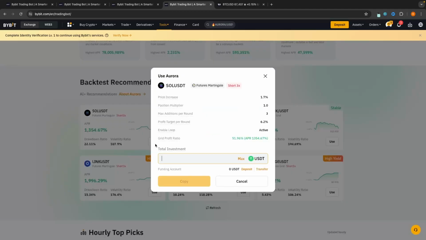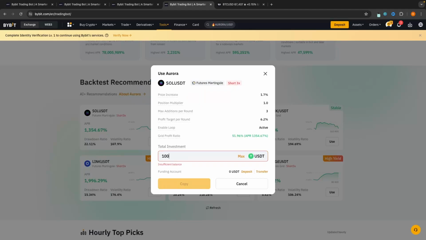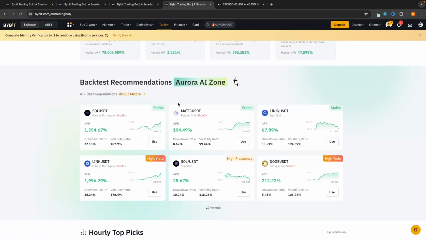I can click into use this. It's then going to show me everything that I need to know about this, the price increase, the multiplier for the Martingale strategy. And if I want to invest in this, then I can just type in how much I want to invest, click on copy, and that's going to copy this trading bot and all of its parameters. So those are the recommendations by Bybit AI.